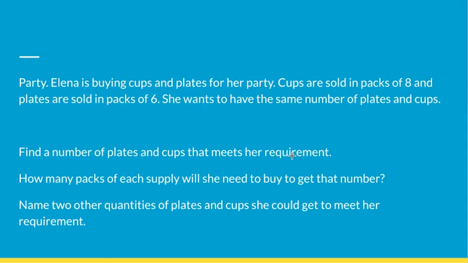Yeah, there's a lot that she could do, right? She could do any of the possible numbers that match up between 6 and 8, right? But what would be the smallest number that she could do? In other words, what's the least common multiple here? Yeah, it's 24, right? Because that's the first number that 6 and 8 both make.